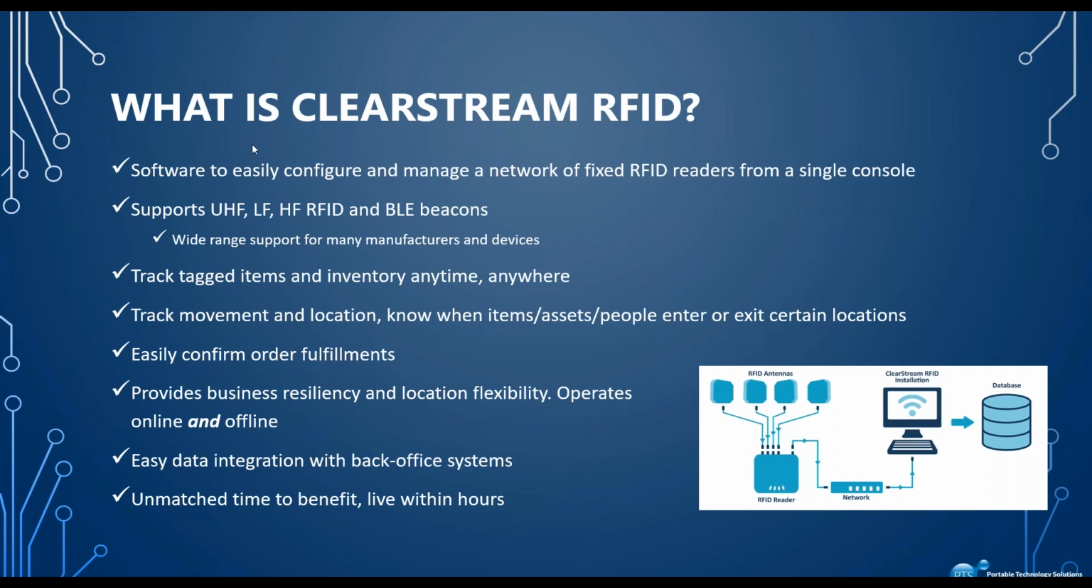Just as a note, on the BLE side, we did a webinar last week on zone locationing, which I encourage everybody to take a look at. It shows you how you can use ClearStream RFID to install gateways in different rooms and track the beacons as they go in and out of the rooms. But with ClearStream RFID, you can track any type of tagged item, again, UHF, LF, BLE beacons, and track the movement of those items as they go in and out of certain locations.